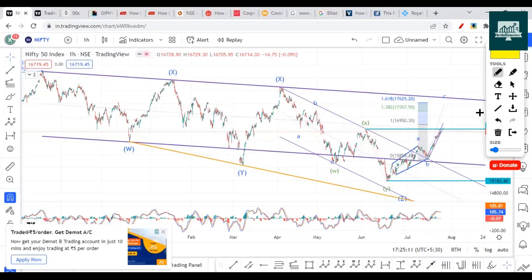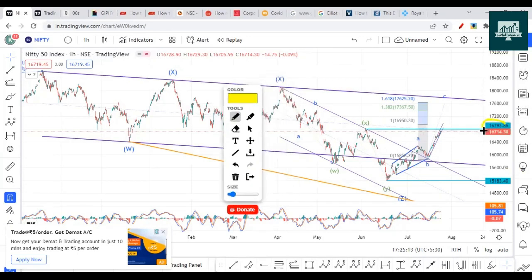And let's say if it breaks this, so this is case 2. If it breaks 16,794, we could head higher towards these levels. Okay, so again, on a 17,000 break, you have another 600 points to grab towards the 0.38 to 1.618 or 1.38 Fibonacci. So this is how you should wait.